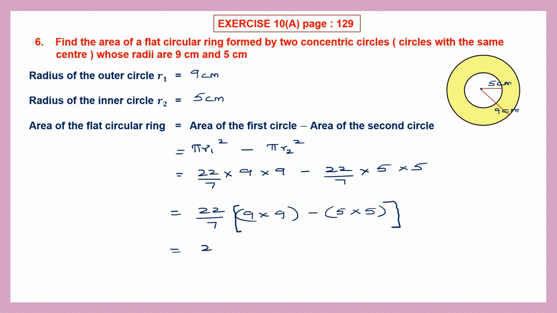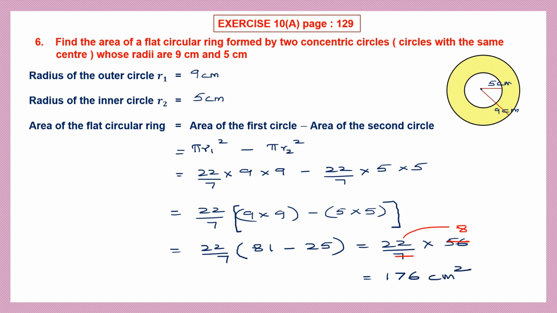Now let's remove the brackets. So 22 by 7 into, now here we can simplify this. 9 9s are 81. 81 minus 5 5s are 25. So this is equal to 22 by 7 into 81 minus 25. And that is 56. Now we can cancel 7 and 56. 7 8s are 56. Now let's multiply 22 into 8. And that is equal to 176. So we have found the area of the flat circular ring, and that is 176 centimeter square. So this is our answer. The area of the flat circular ring is 176 centimeters square.